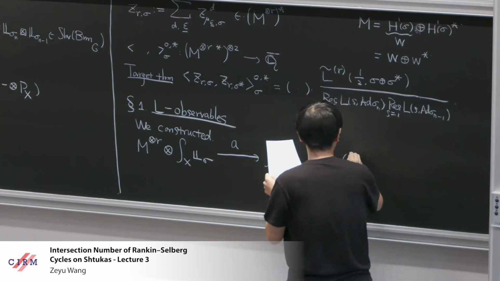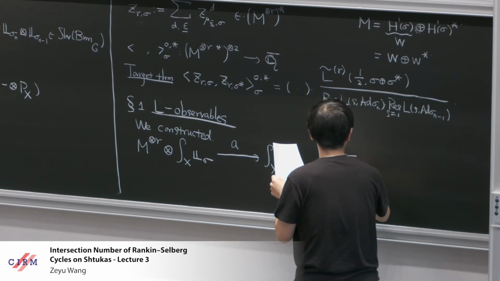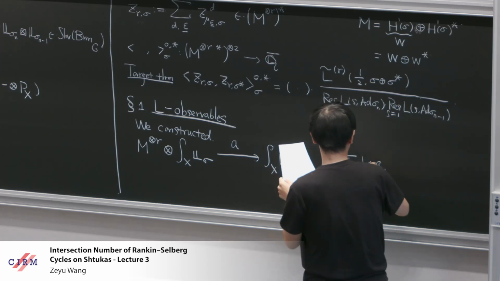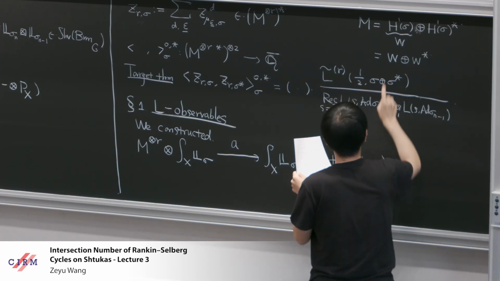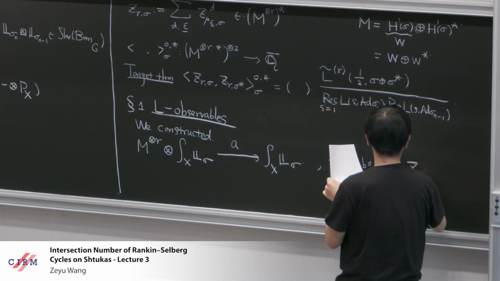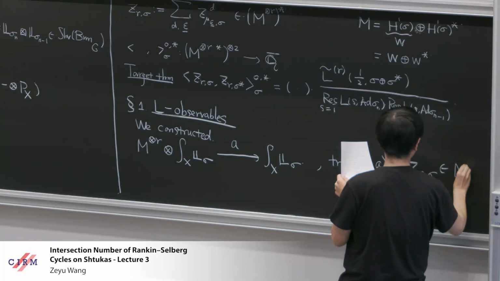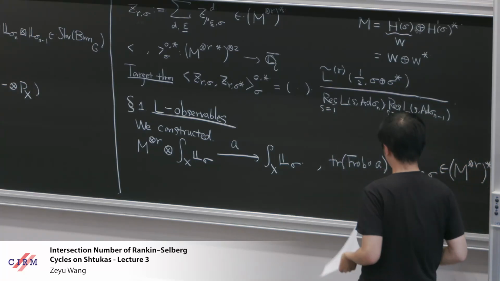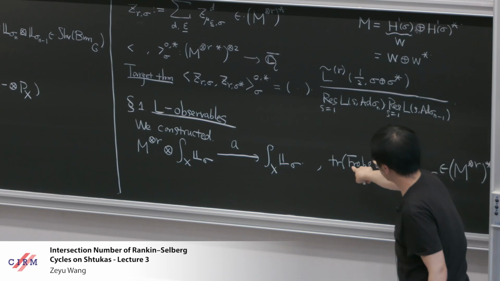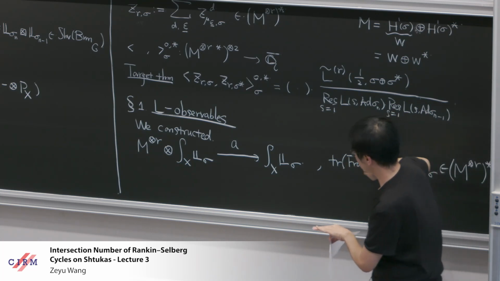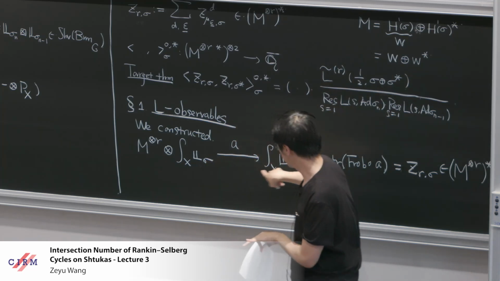But this map A will satisfy the property that if you take the trace of Frobenius and compose with A, then this will give your special cycle. This is VR sigma as an element inside M tensor R dual. My notation here may be a little bit confusing, but this composition is another map from this to this.